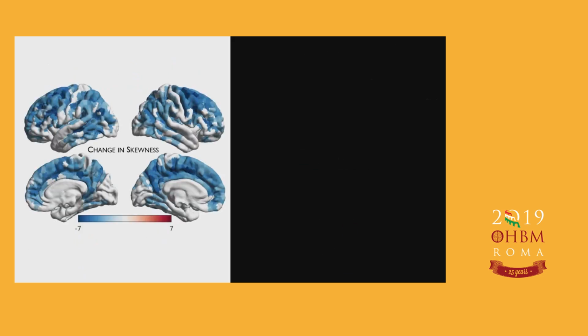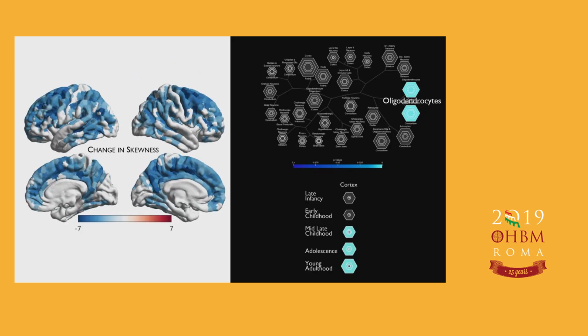Specifically, we found that the age-related change in skewness was significantly associated with 86 genes, and these genes were enriched for oligodendrocytes as well as adolescence and young adulthood. So this seems to suggest that these age-related changes in skewness are specific to changes in oligodendrocytes. So it's a process of myelination.